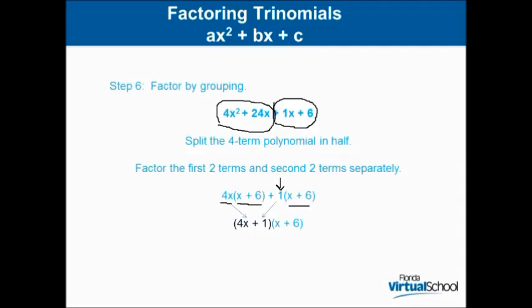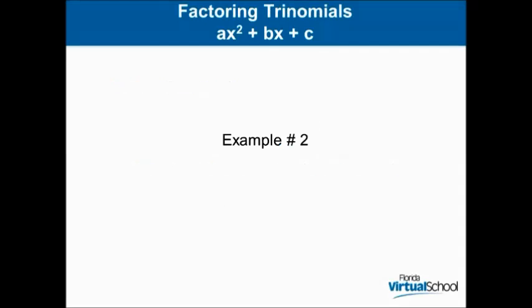So now we'll just simply rewrite. Our first set of parentheses here will include the greatest common factors from each, 4x plus 1. Our second set of parentheses, we will just rewrite that matching binomial of x plus 6. So our final factors are 4x plus 1 times x plus 6.